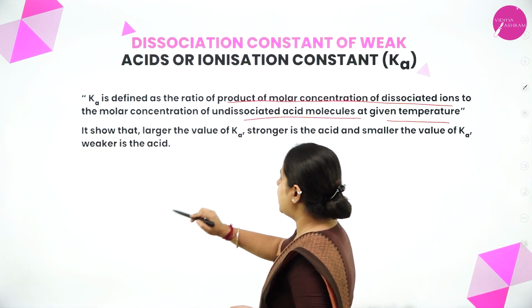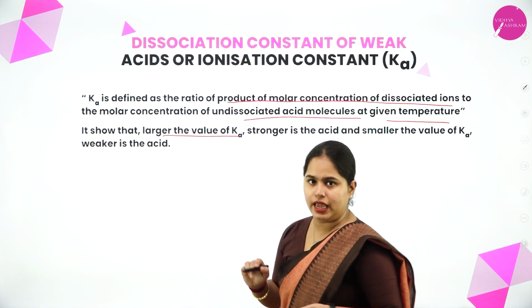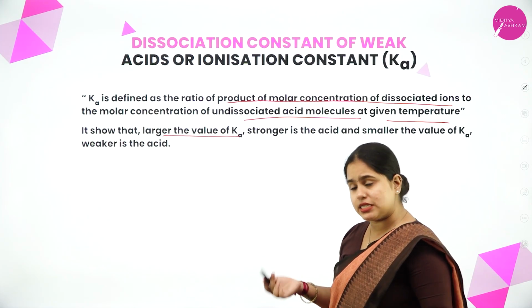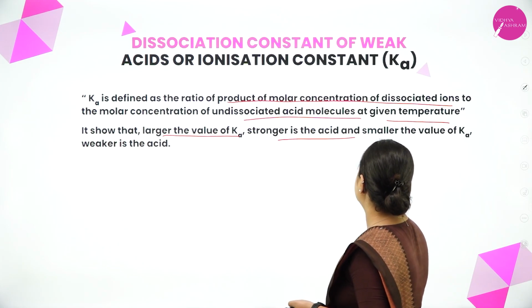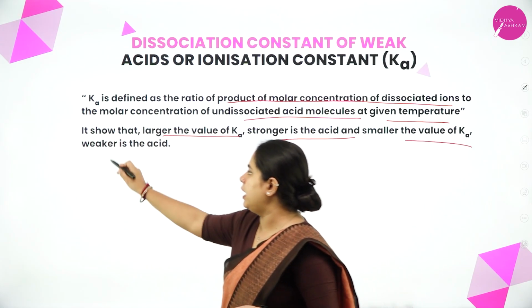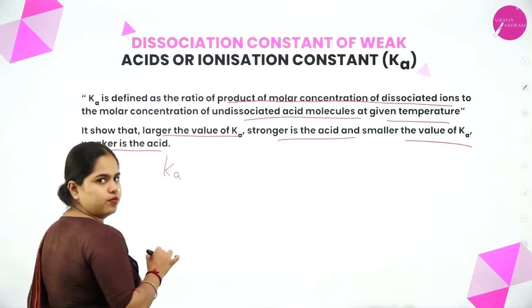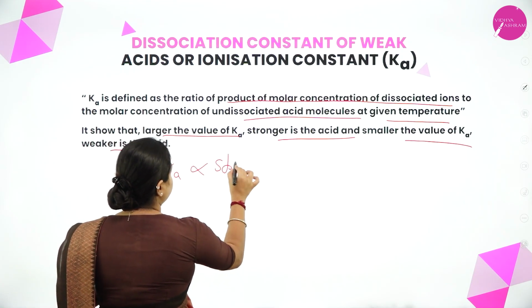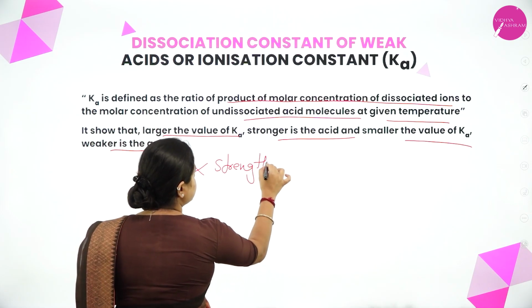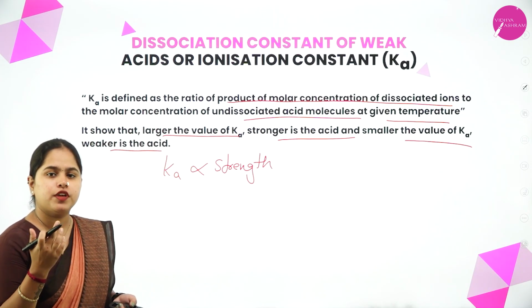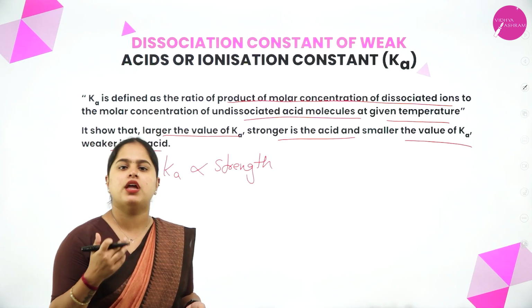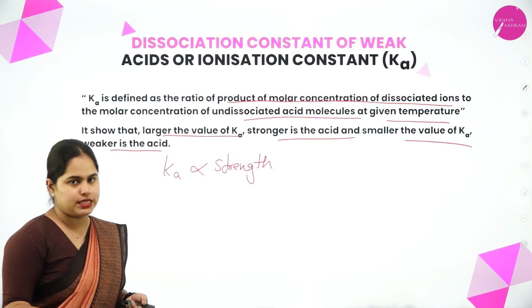It shows that the larger the value of Ka, the stronger the acid, and the smaller the value of Ka, the weaker the acid. So when the value of Ka is more, the strength of the acid also increases. So it is directly proportional. When the value of Ka is more, the strength of the acid will be more. The acid will be a stronger acid.